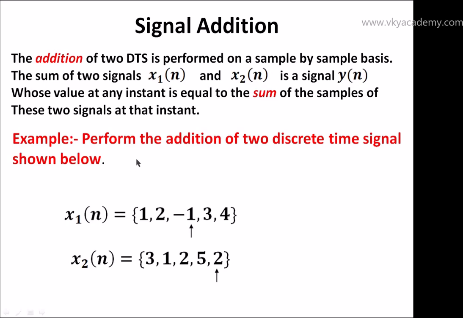Here one example is given. Perform the addition of two discrete time signals shown below. The first signal is x1[n], which is 1, 2, -1, 3, 4, and the arrow mark is under the sample -1. So we can say this particular sample is the sample at origin. This is my first finite duration sequence. The second finite duration sequence is x2[n], which is 3, 1, 2, 5, 2, and the arrow mark is under the last sample. So I can say this is the sample at origin. These are the two finite duration discrete time signals, and I have to perform the signal addition operation.